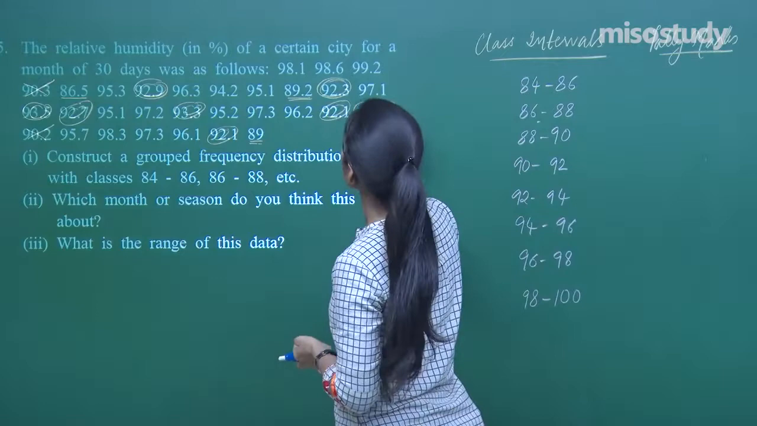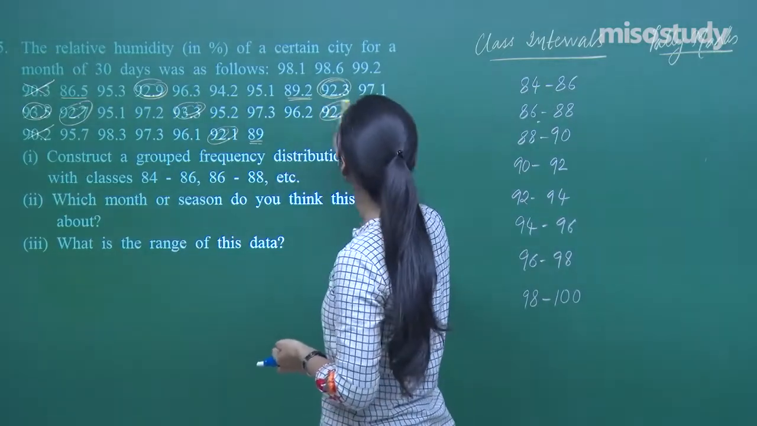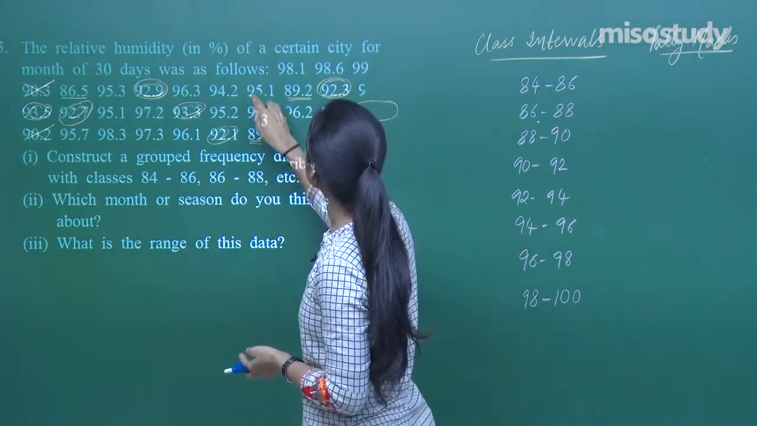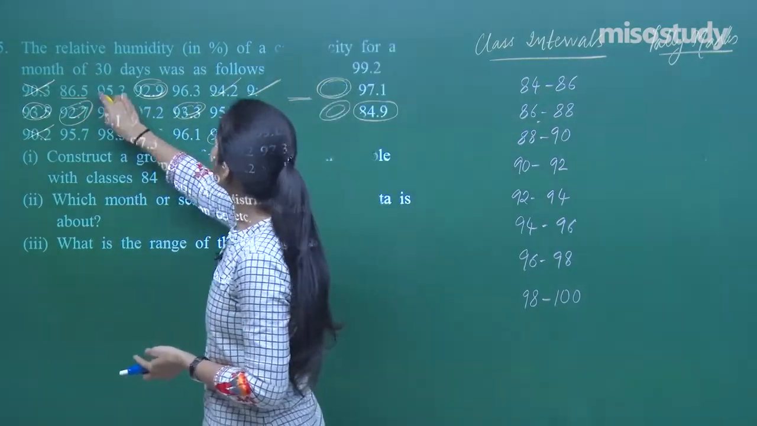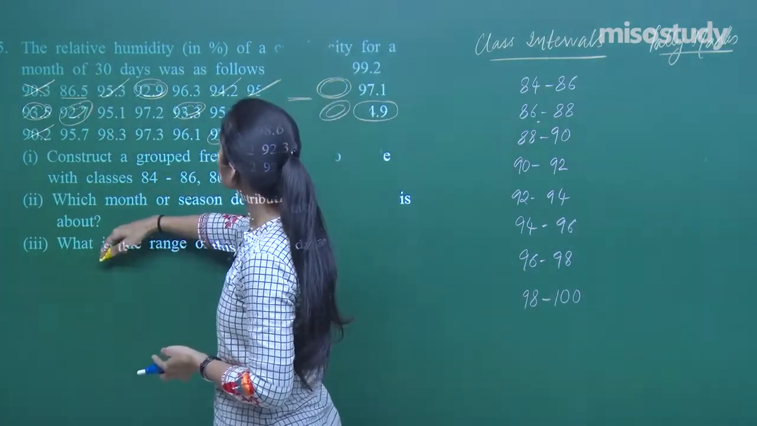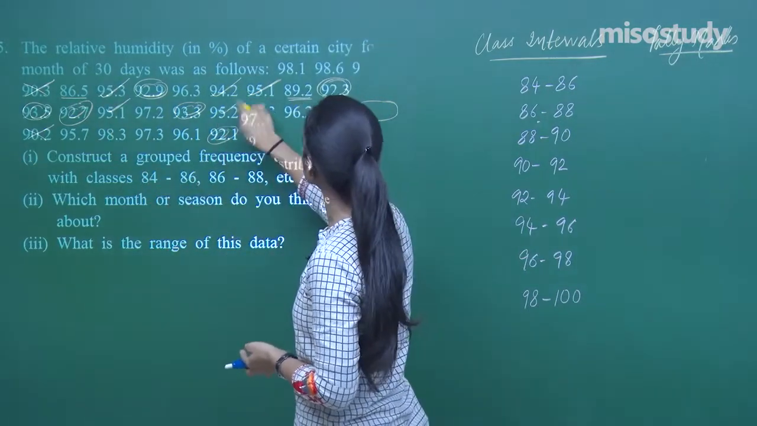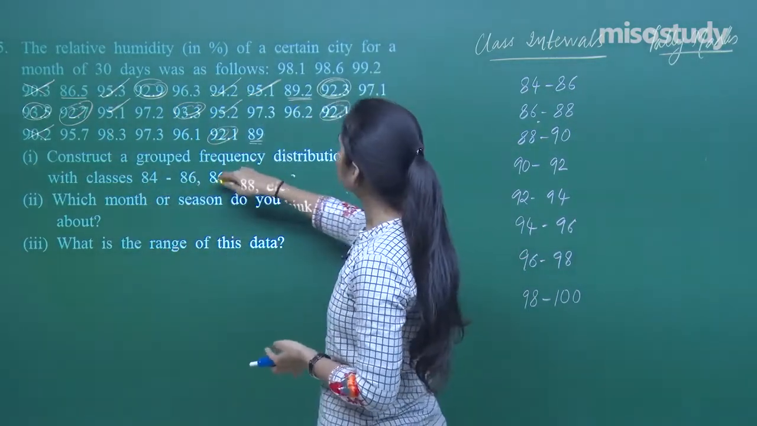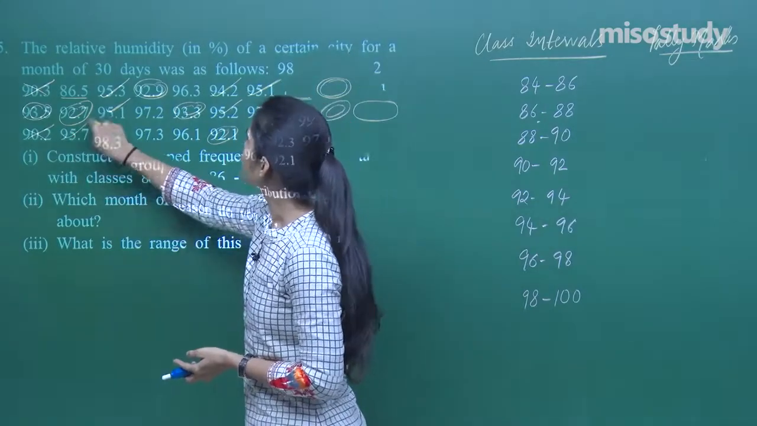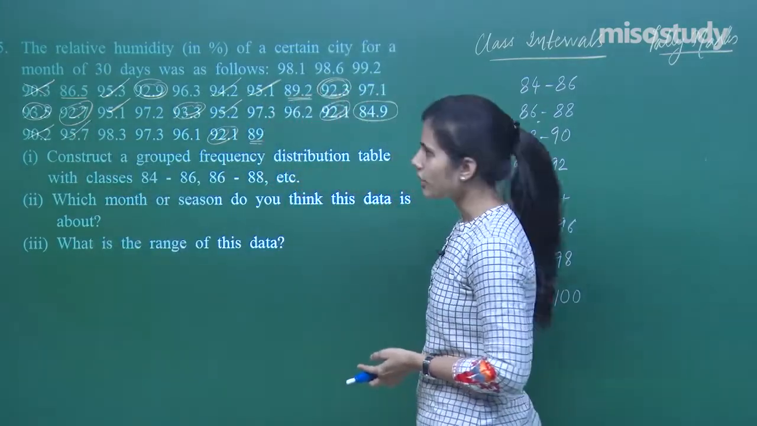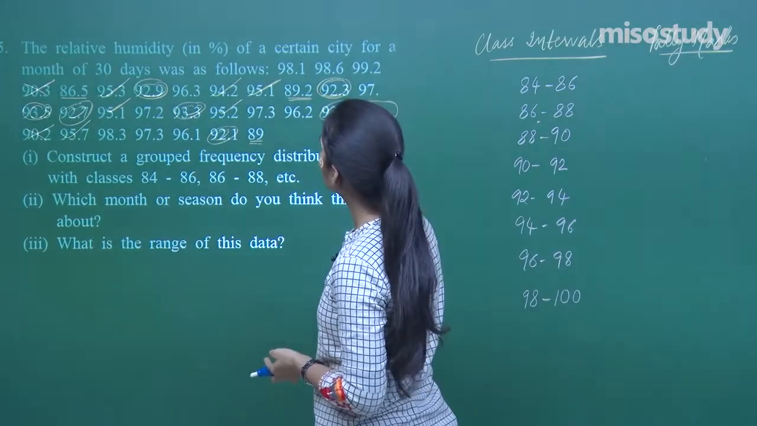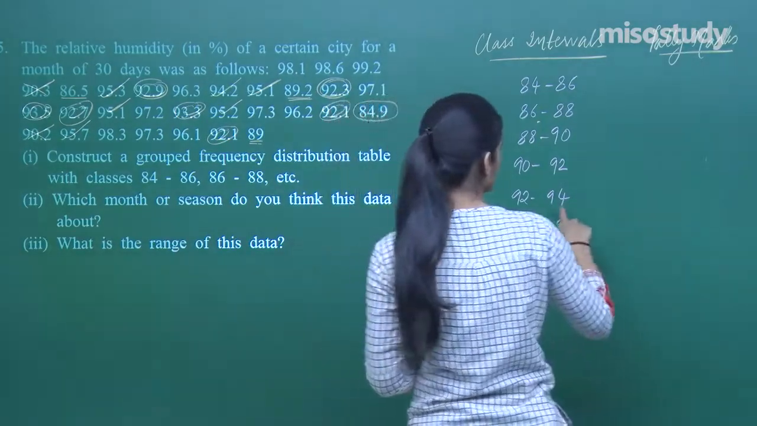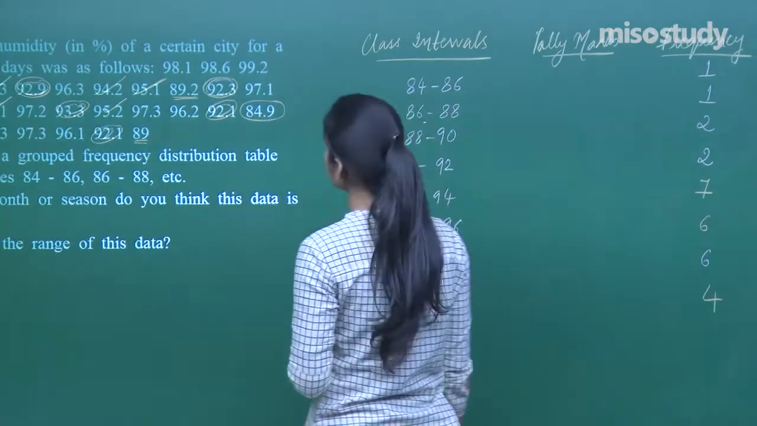94 to 96, okay, so here there is nothing. 94 to 96 you have 95.1, 94.2. Here you have 94 to 96, right? How many you have? 1, 2, 3, 4, 5 and 6. So you have written 94 to 96 as 6.